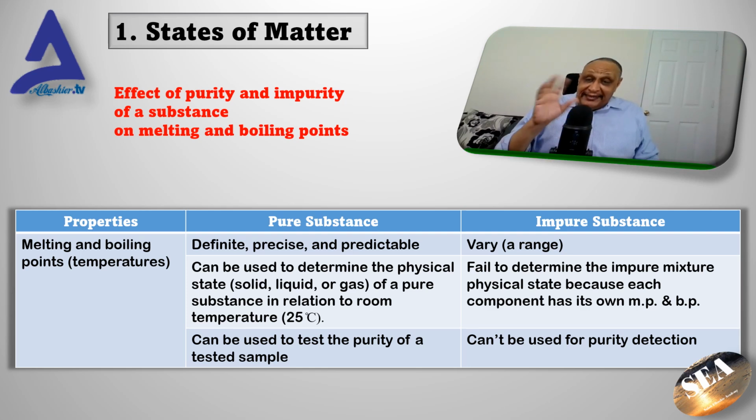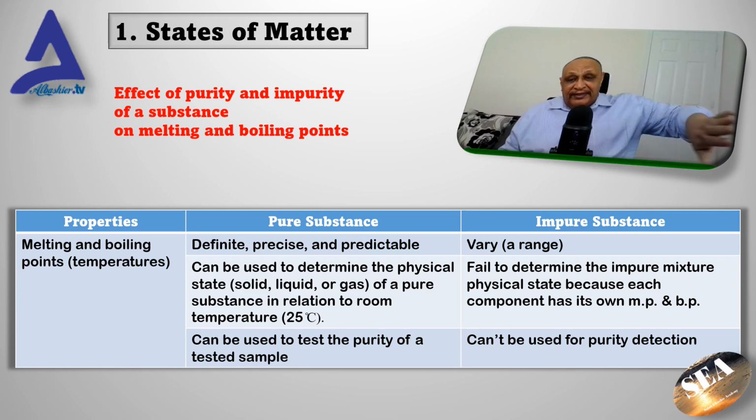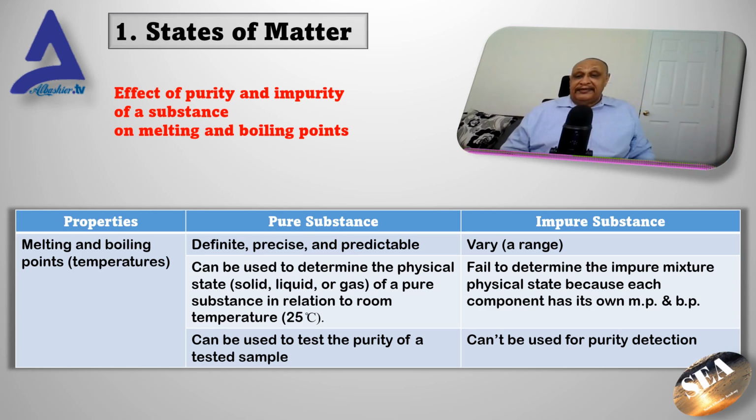If there is no definite melting point or definite boiling point, that means this is a mixture. Now we finished knowing whether this is a mixture or a pure substance. Now, how am I going to find out whether this is a solid or gas or a liquid?